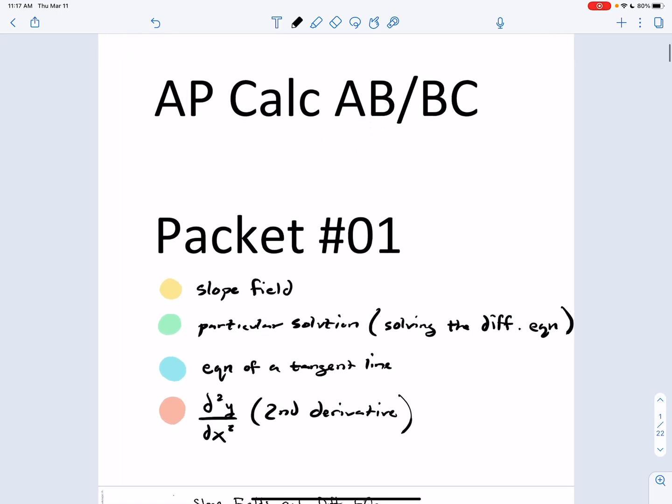Okay, so now that you've had a chance to see how common these questions reappear, we're going to tackle these one by one. So we're going to focus first on slope fields, okay?